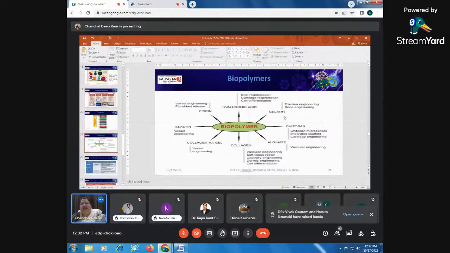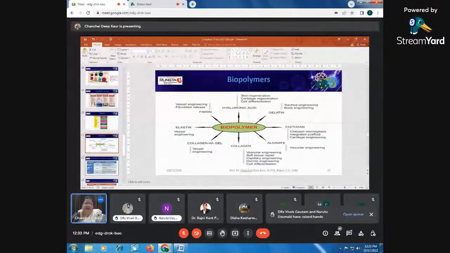Then comes gelatin. It is used in trachea engineering and bone engineering. Then chitosan microspheres are used in cartilage engineering. Then alginates, they are used in vascular engineering. Then collagens, they are used for vascular engineering, then soft tissue repairs, then capillary engineering, dermis engineering, and cell differentiation. Then collagen HA gel is used in vessel engineering. Then you can use elastin in vessel engineering and fibrin in vessel engineering, as well as fibroblast release. So these are some biopolymers which are widely used nowadays while preparing novel drug delivery systems.